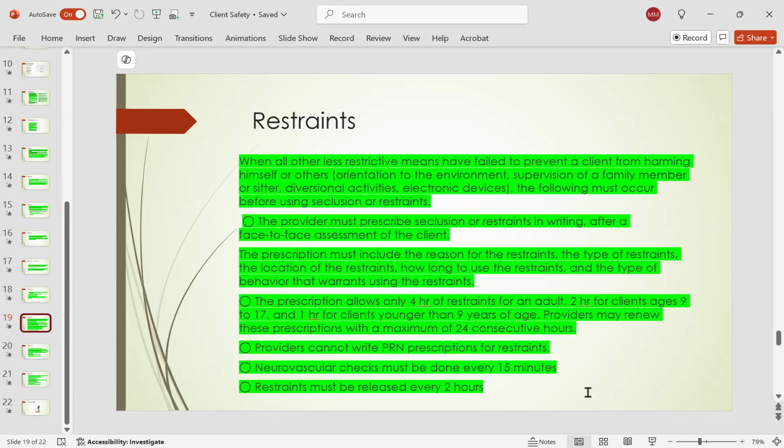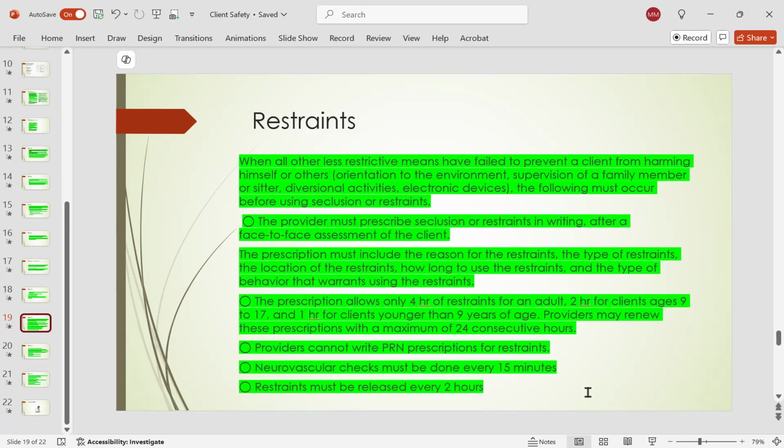So again, like I said, when everything else you've done has failed, and now this client is somehow in danger of either hurting himself or others, okay? Then here's what you have to do before you can use a seclusion or a restraint. So the doctor or nurse practitioner or PA has to write an order for it after face-to-face assessing the client. Can't be over the phone. They have to be there and examine the client. And that prescription has to include why they're being restrained, what type of restraints, where they're putting the restraints, how long you're going to use the restraints, and what was the behavior that justified the restraint.